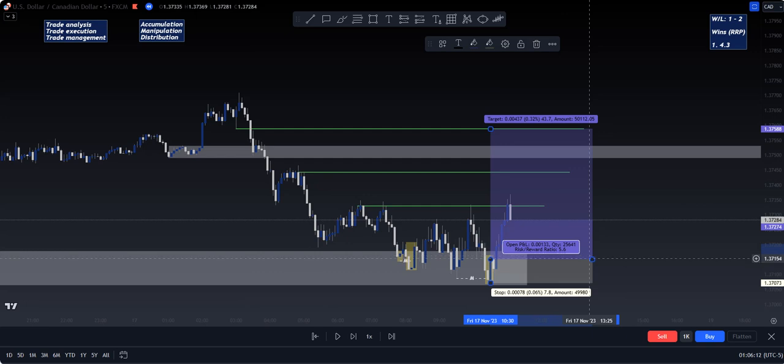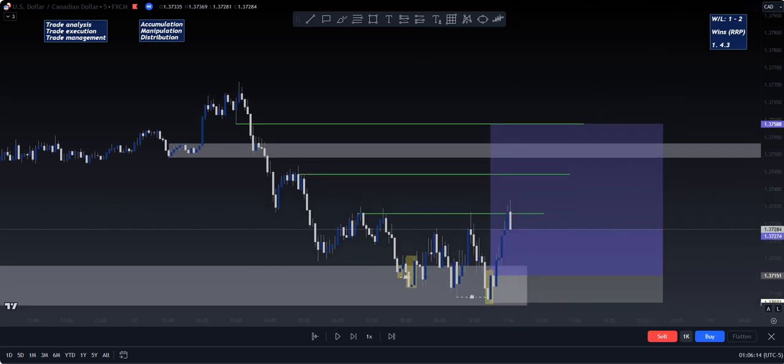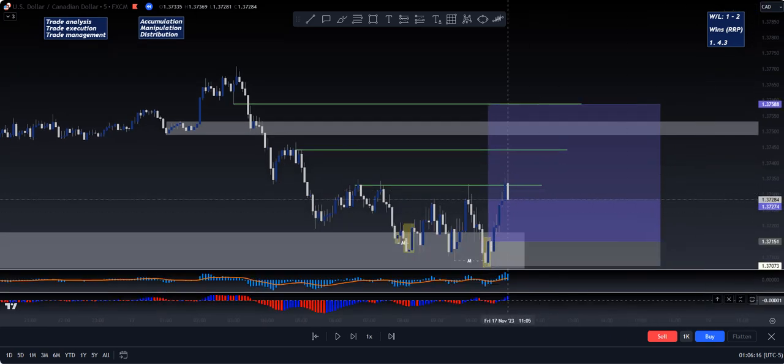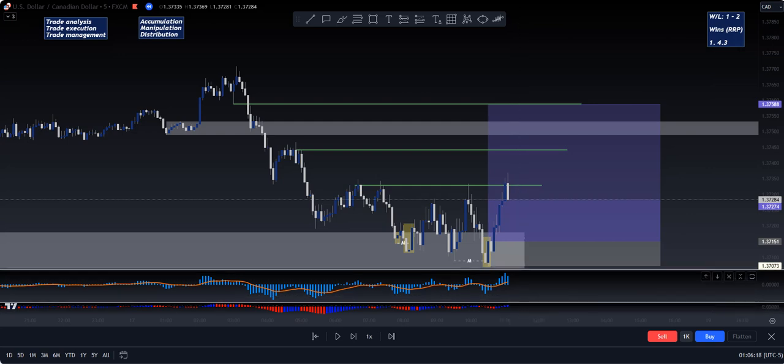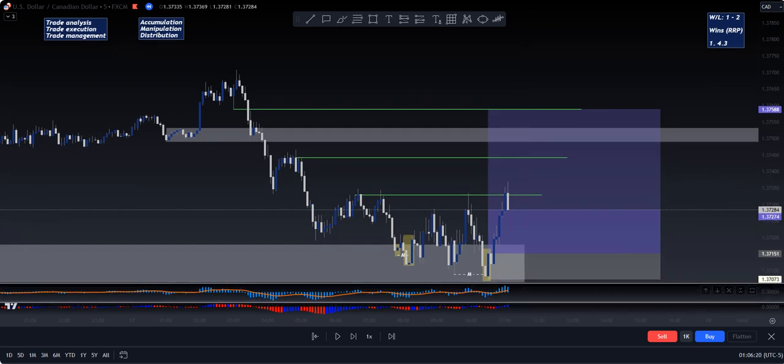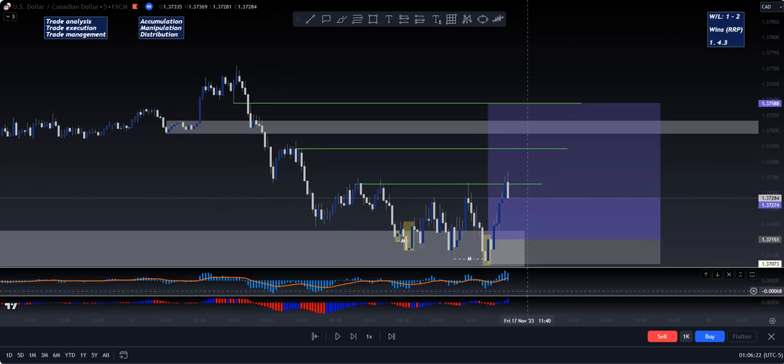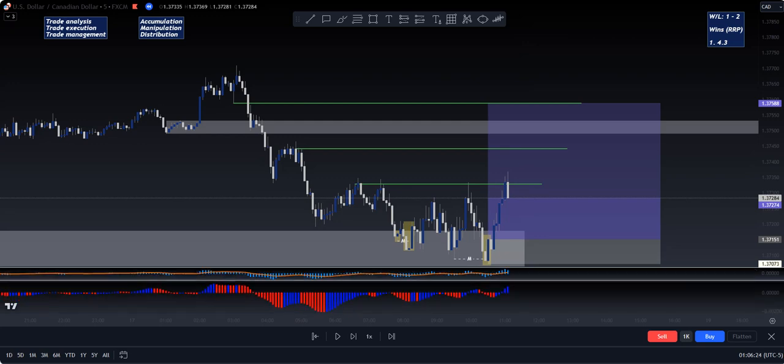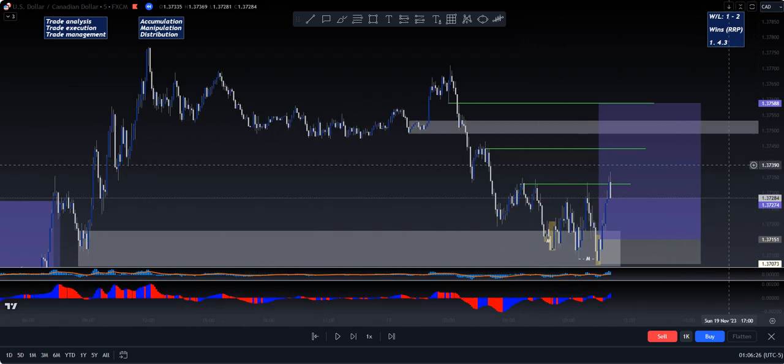Okay, but me, what I like to do best is I just like to exit using momentum. I want to watch my momentum indicators and see what the momentum looks like, and exit based off of how that goes.